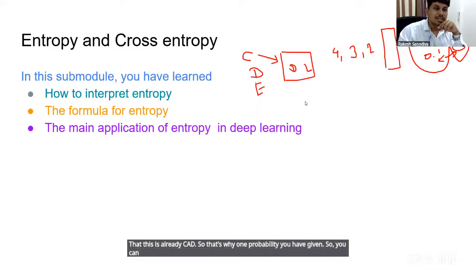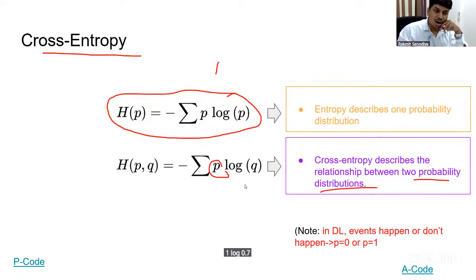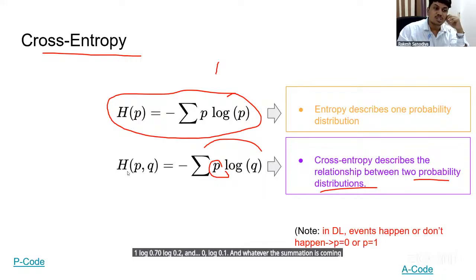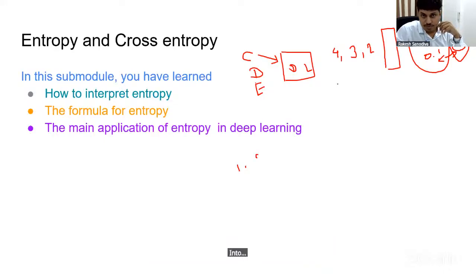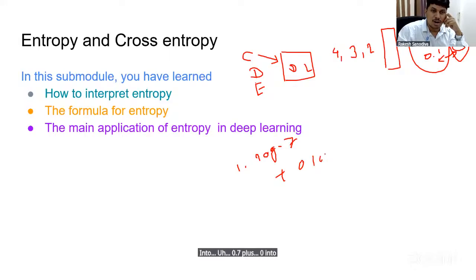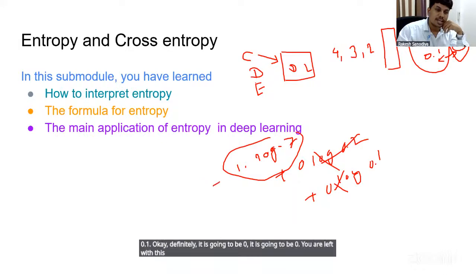So you can find with the help of this cross entropy function: 1 log 0.7, 0 log 0.2, and 0 log 0.1. And whatever the summation is coming, that is going to be your entropy. This is basically the application. You can write it like this: 1 into log of 0.7 plus 0 into log of 0.2 plus 0 into log of 0.1. Definitely those are going to be 0. You are left with this term, and then you multiply it by minus. Then this is going to be basically your error.